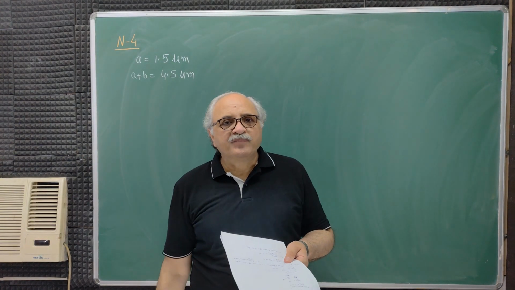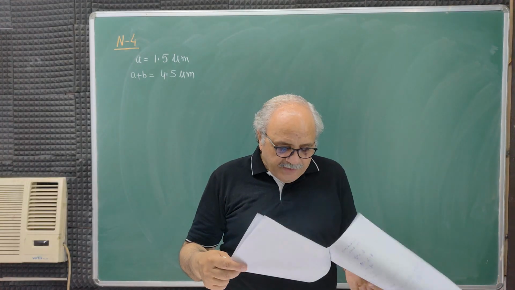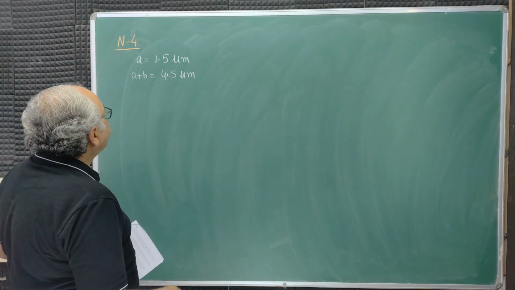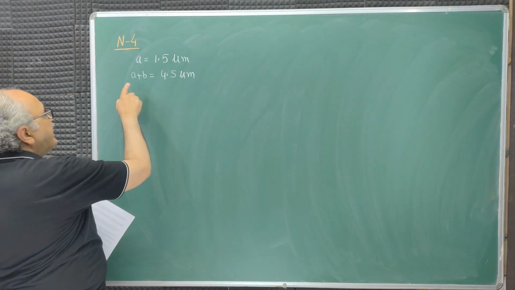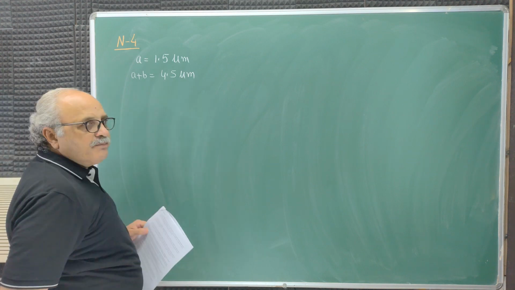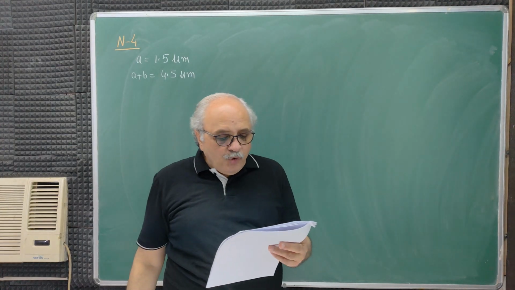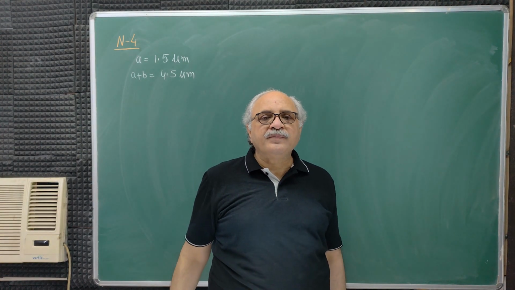So let's take the fourth numerical. In this numerical, it is given that there is a diffraction grating where the slit width is 1.5 micrometer and the slit width plus spacing in total is 4.5 micrometer. And they demand that we find the lowest order that will be absent from the diffraction grating.